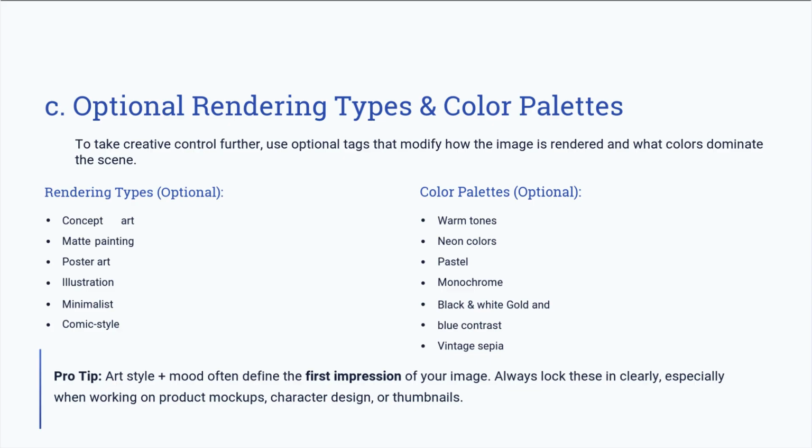Warm tones, reds, oranges, cozy and inviting. Neon colors, bright, electric, very cyberpunk. Pastel, soft, dreamy, almost creamy. Monochrome, all in one color tone. Black and white, classic and clean. Gold and blue contrast, royal and cinematic. Vintage sepia, old school, faded photo style. Pro tip here, your art style plus your mood are what people notice first. So always get those two dialed in early, especially if you're designing characters, product mockups, or eye-catching thumbnails.